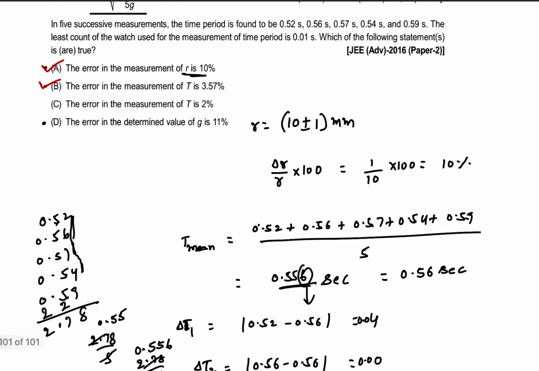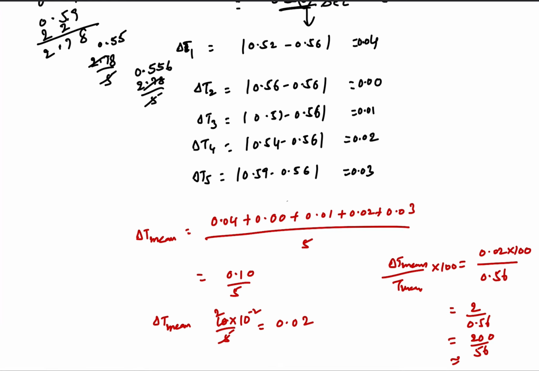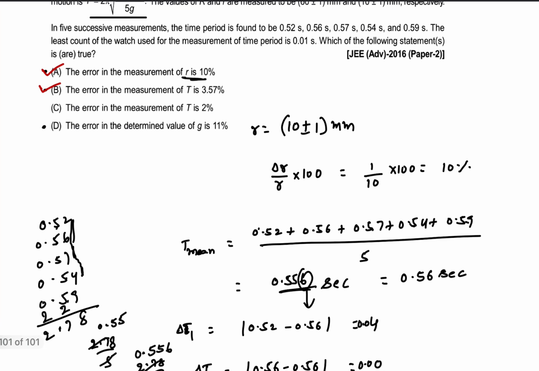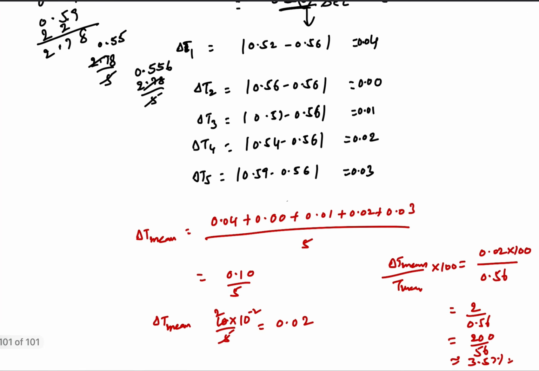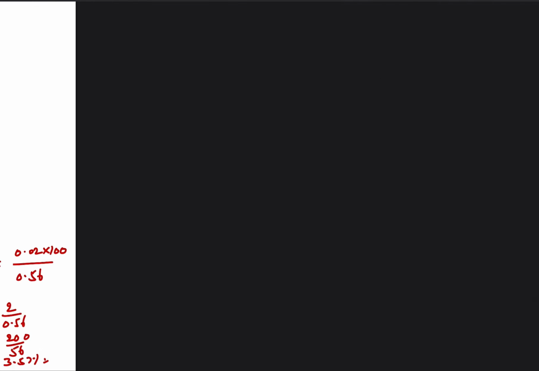Now you can get 2 by 0.56. 2 by 0.56 means 200 by 56. 200 by 50 is 4. So approximately you will get the given value. You can check that 3.57 will come. So 3.57 percentage is the error in the T mean value. I got the T mean value.